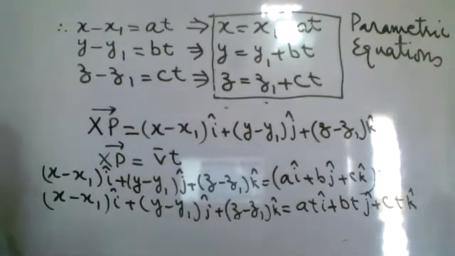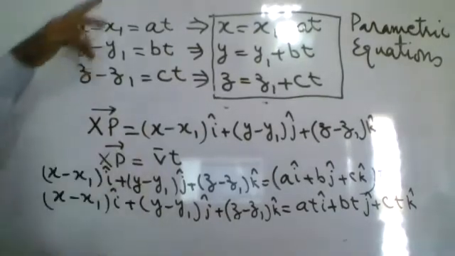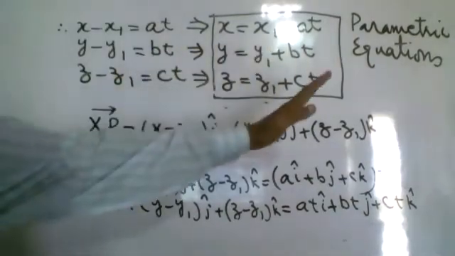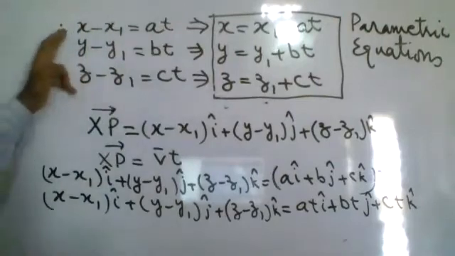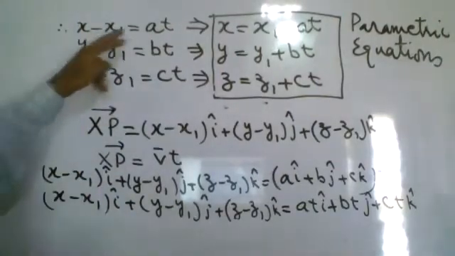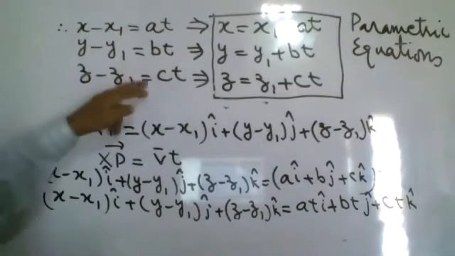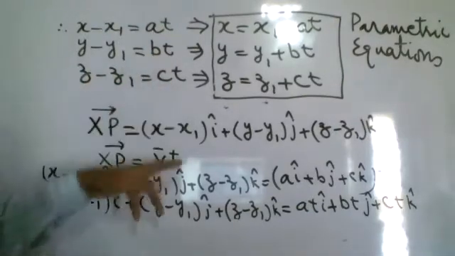There is another type of equation which is called the symmetric equation. How to find the symmetric equation? First we do the same thing up to here. Up to here, you will take from here x minus x1 is equal to at, y minus y1 is equal to bt, z minus z1 is equal to ct. Up to here you will take the same thing.